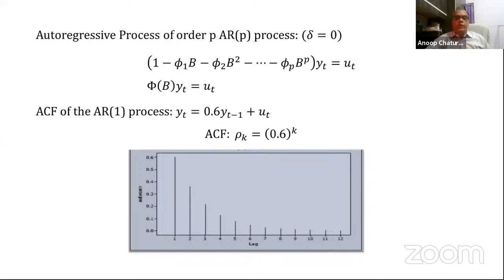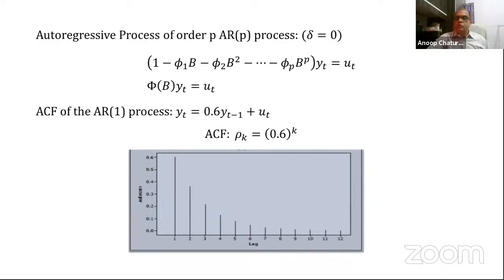So this is the graph of an AR(1) process with phi_1 equal to 0.6. So you observe that the ACF, rho_k, exponentially decreases to 0. In general, the autoregressive process of order p, AR(p) process, for simplicity taking delta equal to 0, can be defined as (1 minus phi_1 B minus phi_2 B squared minus ... minus phi_p B to the power p) y_t equal to u_t. Or you can write it as phi(B) y_t equal to u_t. So this is your AR(p) process.